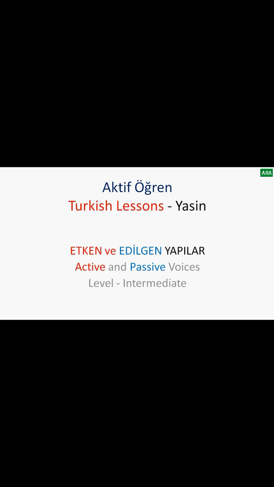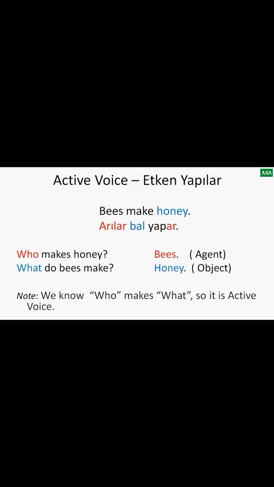Today I would like to talk about the active and passive voices in Turkish. This level could be around intermediate or upper intermediate level of Turkish lessons. I would like to start off with one simple example in active voice. As you see here, there's one simple example.